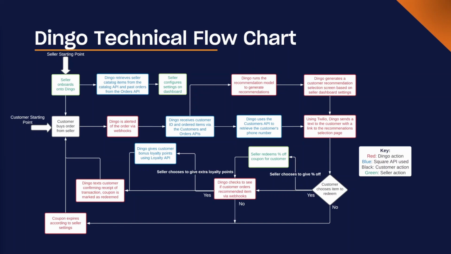This next slide is the technical flowchart for Dingo. In the interest of time, I won't go through this slide, but it depicts the flow of events that occur between a customer purchasing an item and redeeming a recommendation. This image is also on the dev post and covered more in depth in the other video if you want to learn more.